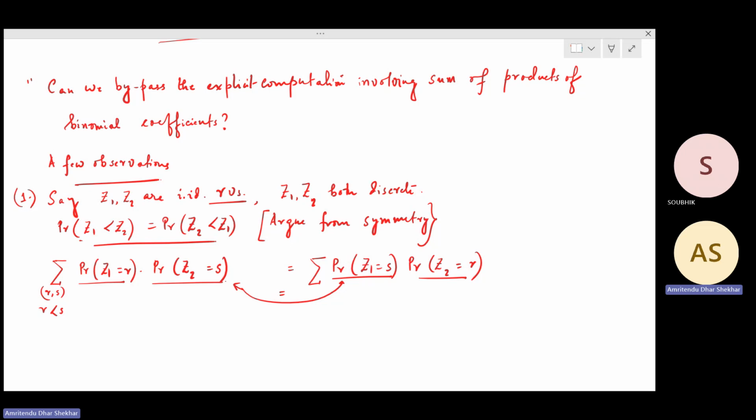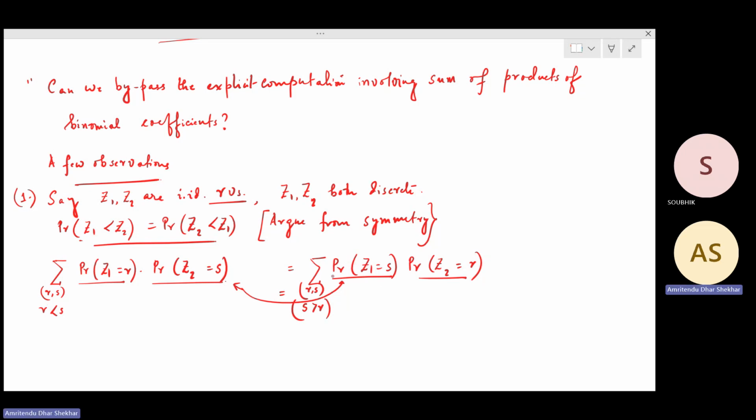So if you write it in this way, then what is the sum over? The sum is over all those pairs R comma S where S is bigger than R, because here we took the sum over all those pairs R comma S where R is smaller than S. Here we are taking the sum over the same pairs R comma S, but here R is less than S, which means that S is greater than R, obviously.